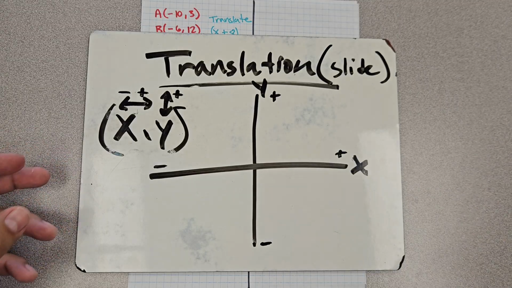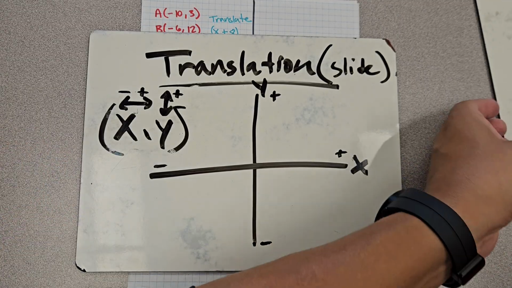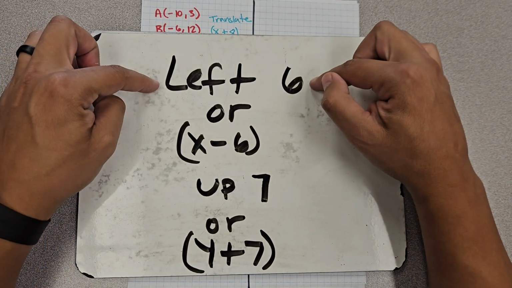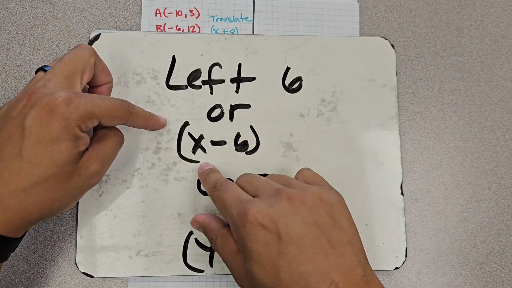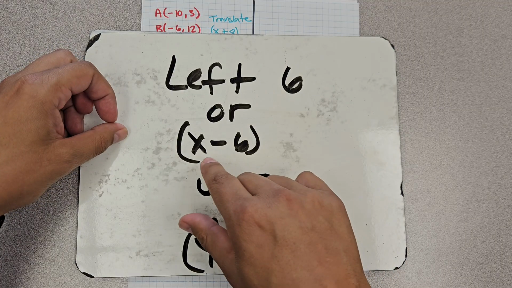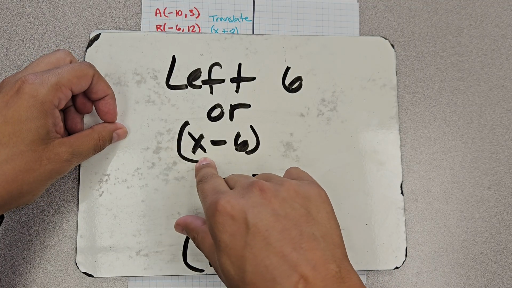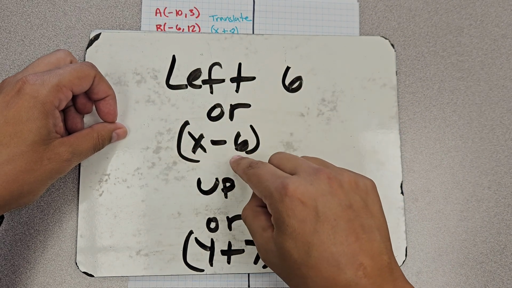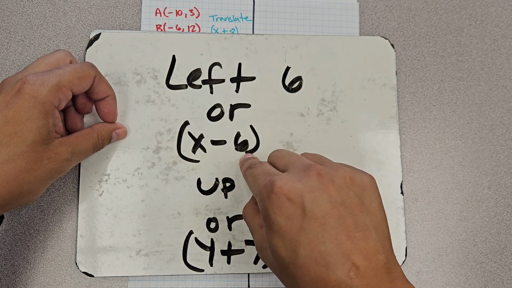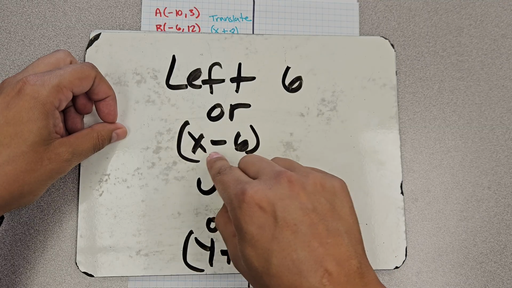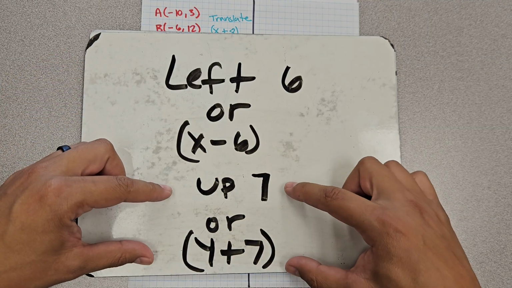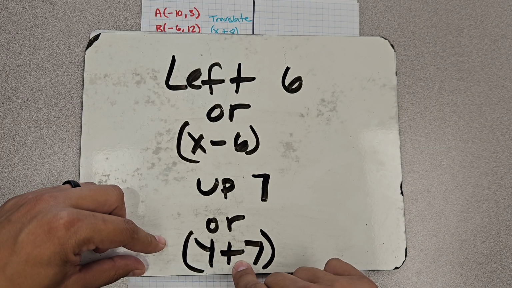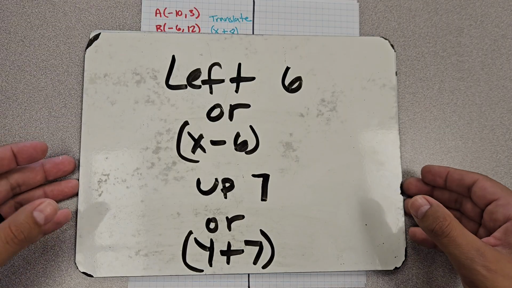Okay, so there's a couple ways they can signify that. They may say like left 6, or they may say an x minus 6. This x tells us that it's on the x-axis, so that's our horizontal axis, and the negative 6 is telling us in the left direction 6 places. So they could signify it by doing that, or if they want to say up, they could say y-axis, and then positive is the up direction, and 7 tells us how many.